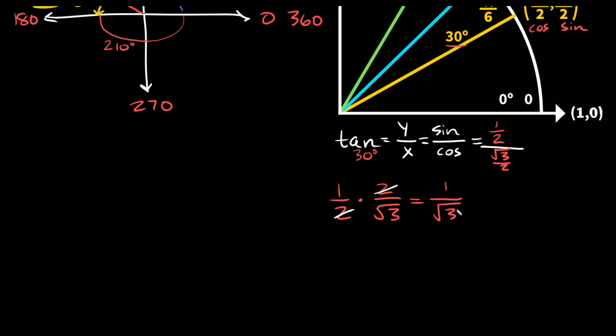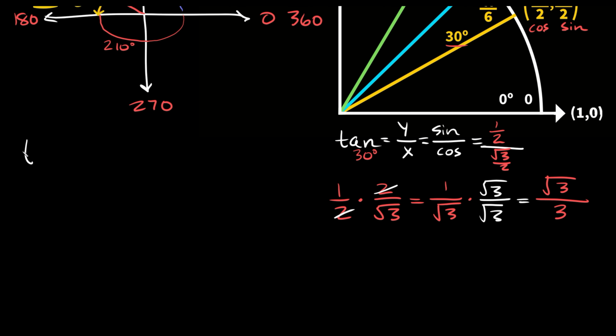The only problem here is that we have a radical in the denominator, which is not allowed because that makes this irrational. To rationalize the denominator, we multiply by this square root on the bottom and on the top. Multiplying straight across, on top we get 1 times root 3, which is just root 3. And here, root 3 times root 3 is just 3. Great, so we know the tangent of 30 degrees is root 3 over 3.